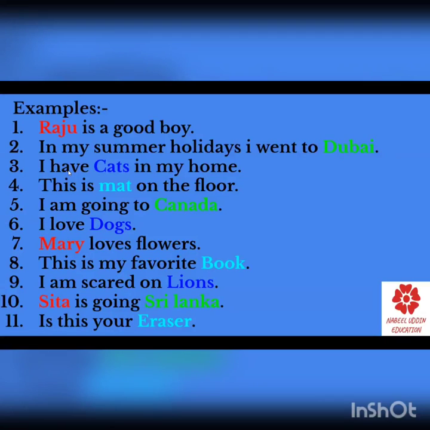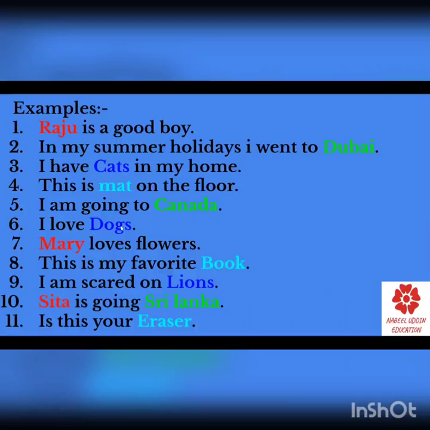Now, I am going to give you some examples of nouns. Raju is a good boy. Raju is the name of a person or a boy. In my summer holidays, I went to Dubai. Dubai is a place. I have cats in my home. Cat is the name of an animal. This is a mat on the floor. Mat is a thing. I am going to Canada. Canada is a place.